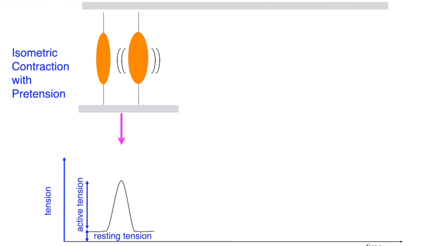Now, if we were to measure the tension developed, so how much pull there is on that plate at the bottom, as we stimulate that muscle, we'd see what's called a twitch. That's the signal you see at the bottom. And we have a resting tension, and then on top of that a stimulated twitch. And now the question is, what will happen if I move that lower plate?